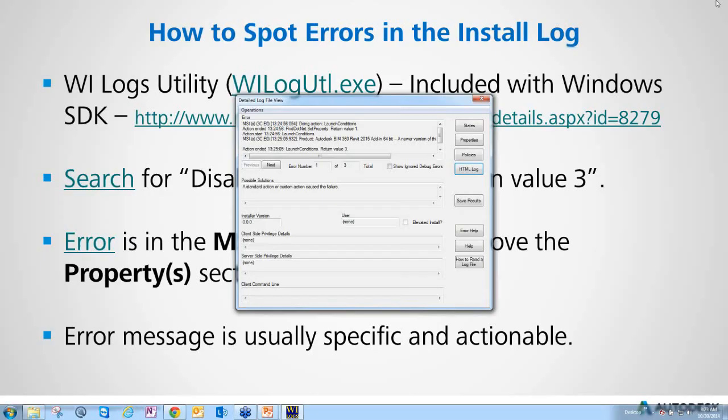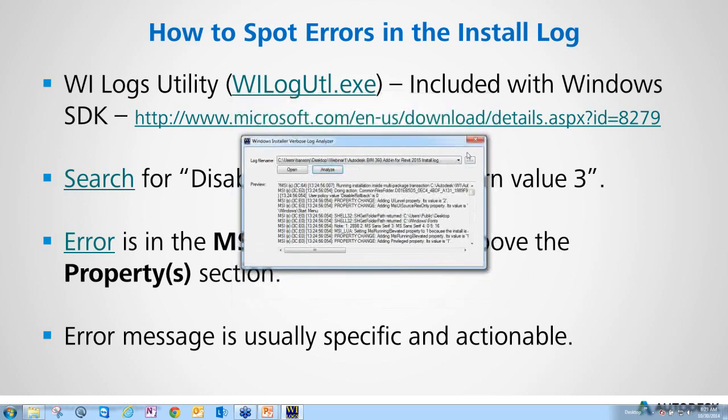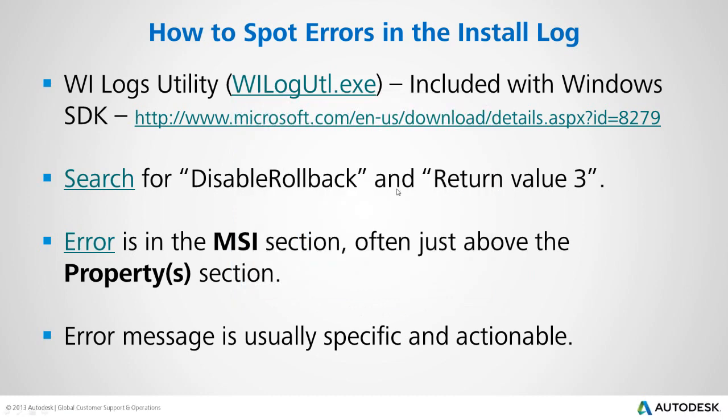But what do you do if the WI logs utility doesn't find any errors? I mean, sometimes there's an error somewhere in this install log, but you put it in here, you hit analyze, and it says no errors found. How on earth do you find it now? Well, you're down to you get to search through the install log yourself.